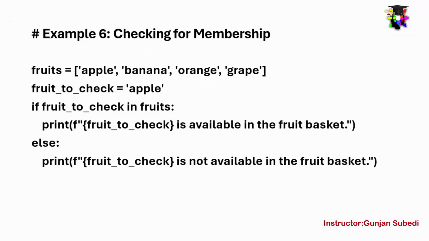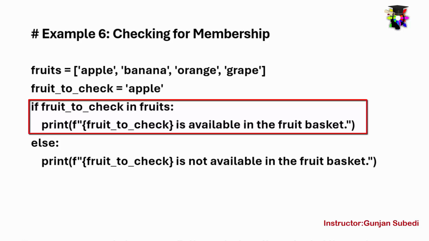Now let us see the example of checking for membership. The if-then statement is also used to check for membership. Here we have a list of fruit containing apple, banana, orange and grape. We set the value of the variable fruit_to_check to apple. This is the fruit we want to check if it's available in the fruit basket.